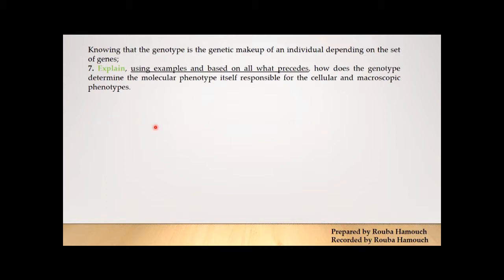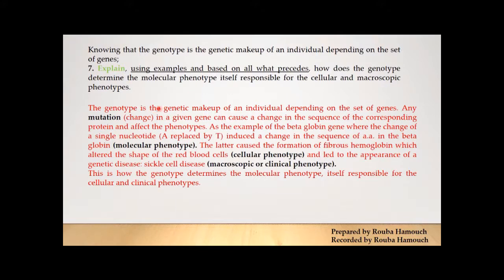The answer will be: the genotype is the genetic makeup of an individual depending on the set of genes. So we start with this sentence. Now we relate this sentence to mutations in the genes and to the expression into proteins and to the different levels of the phenotype. So any mutation or any change in a given gene can cause a change in the corresponding protein. And the change in the protein will affect the phenotypes.